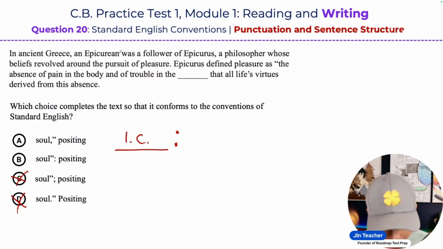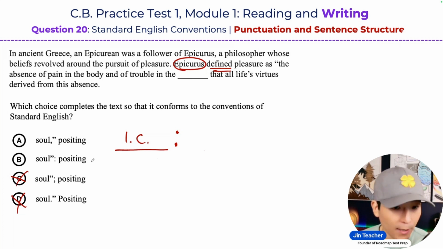So here we do have it. It does say that Epicurus defined pleasure as the absence of pain in the body and of trouble in the soul. So that's a complete sentence because I have a subject, it's Epicurus. I have a verb, it's defined. And then I have a complete thought. Where does this thought end? It says Epicurus defined pleasure as what? The absence of pain in the body and of trouble in the soul. That's where it ends. So I do have an independent clause. That's the first thing you're checking for.